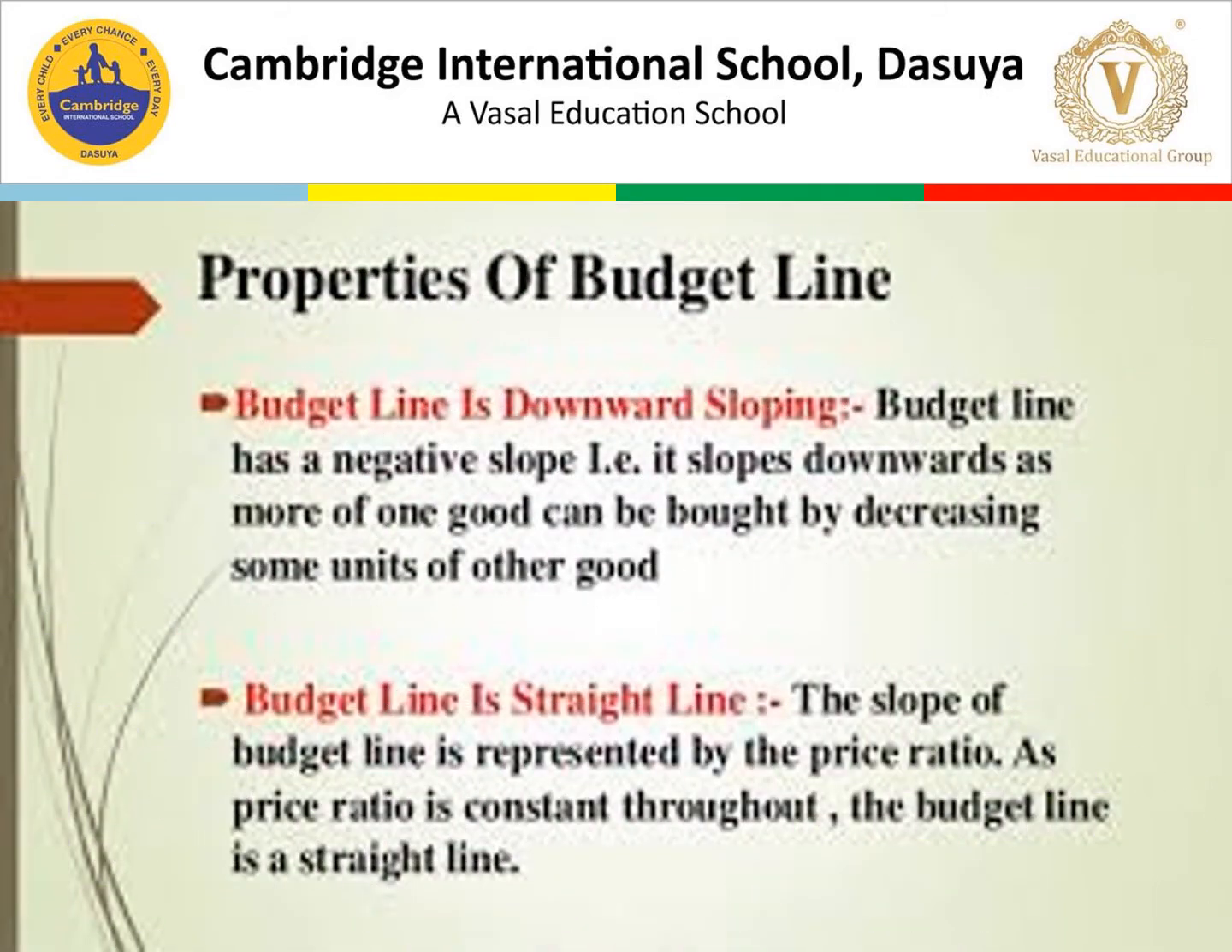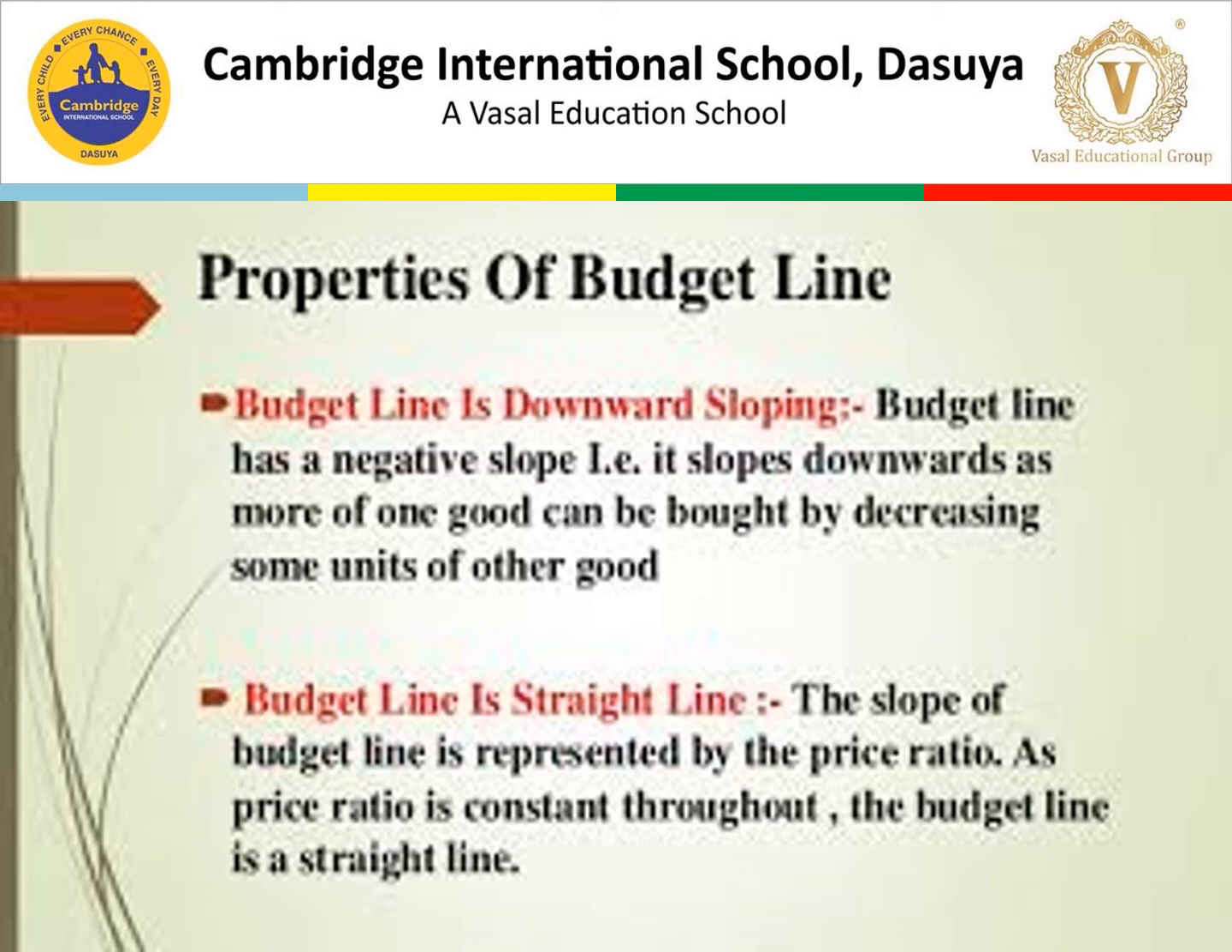Now the next thing is properties of the budget line. So the budget line is downward sloping. Yes, this we have already discussed, because as we are consuming one good, we are sacrificing the other good to buy more units of it, so it will always be negatively sloping. Fine. So the budget line has a negative slope, that is, it slopes downwards as more of one good can be bought by decreasing some units of the other good.